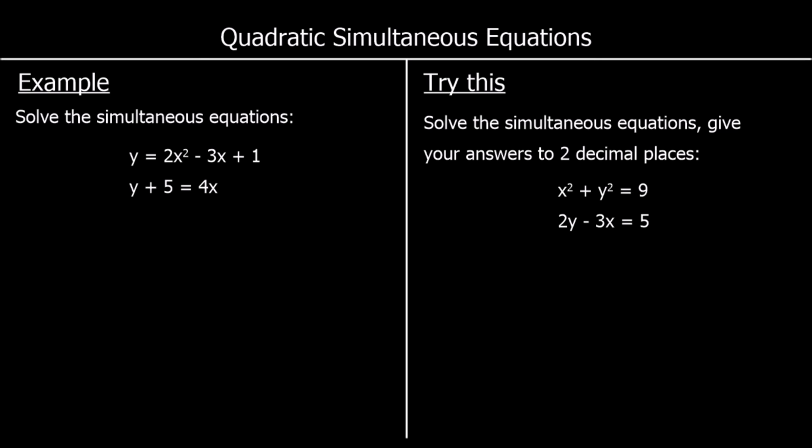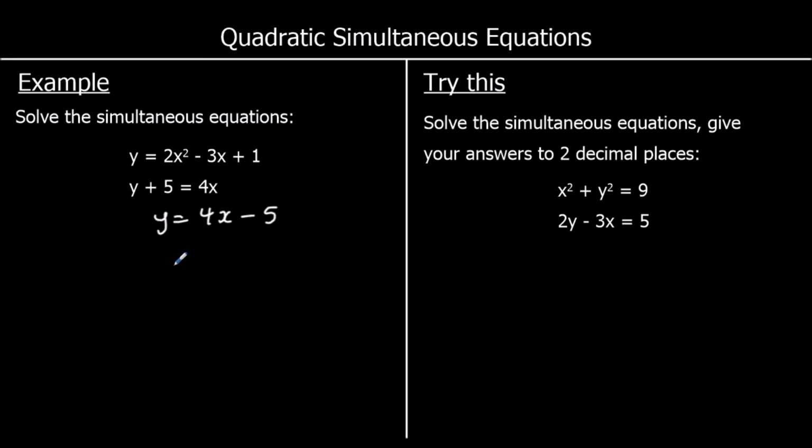And quadratic simultaneous equations. So we've got two equations with two things we need to work out. We're going to solve these by substitution. So in our second equation, we need to either make y the subject or x the subject. And we can make y the subject by taking 5 away from both sides. So y is equal to 4x minus 5.